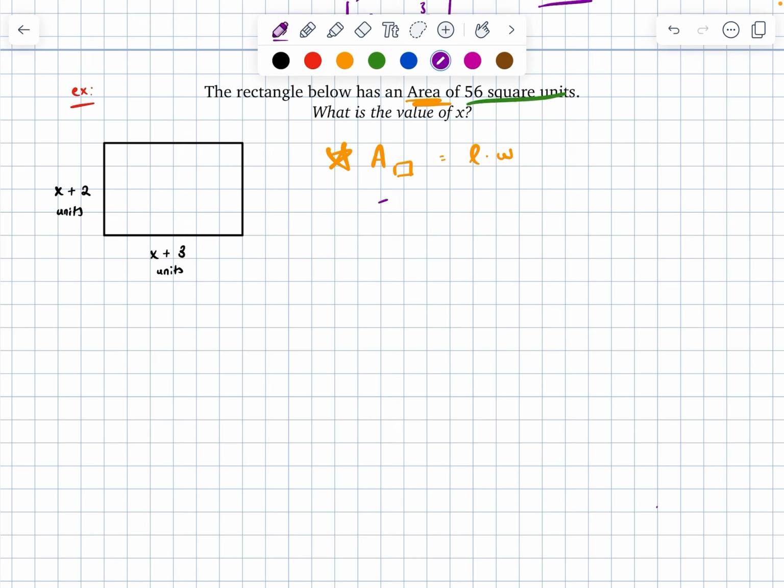I'm told the area is 56 square units, so I can substitute that in for my area. And I know if I multiply the length and the width, it doesn't really matter which one is which because, of course, multiplication is commutative, but multiplying the x plus 2 by the x plus 3 should get me that area of 56. Look at that. Here's my equation. Nice. Now I need to use the zero property to solve.